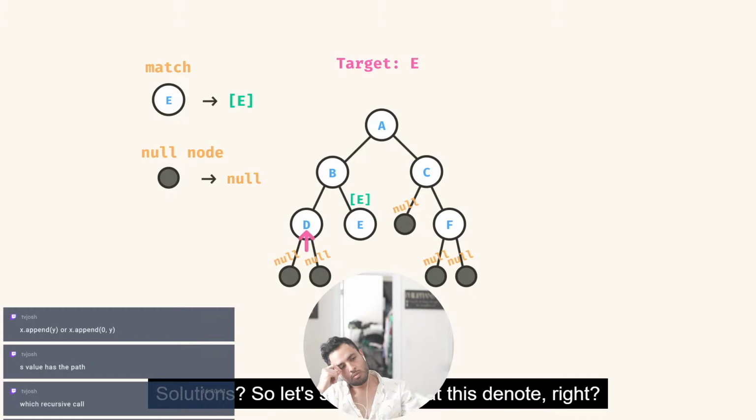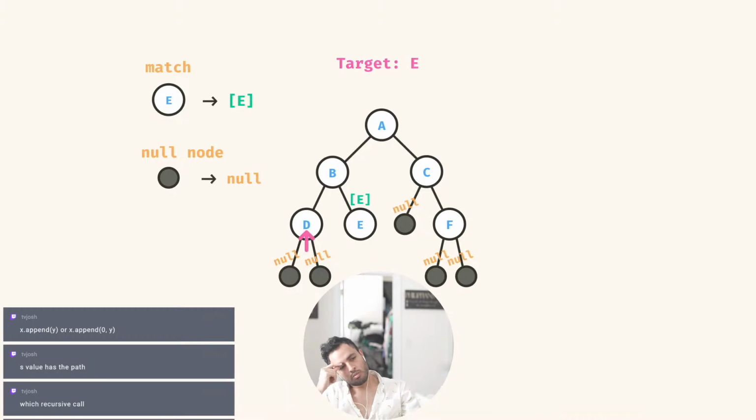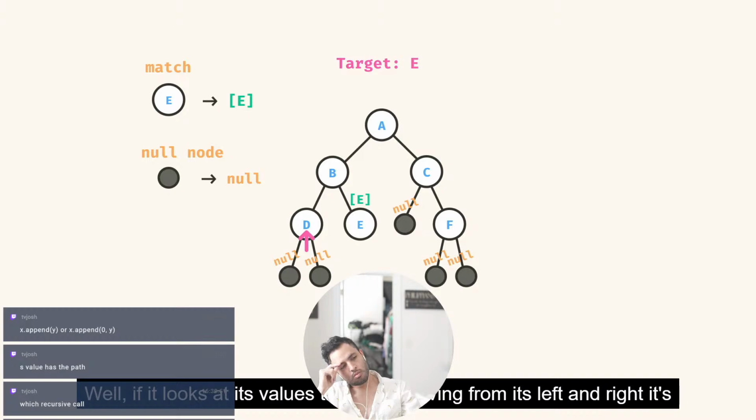So let's say we look at this D node, right? We're going to evaluate this depth first style. And what should this D node return? Well, if it looks at the values that it's receiving from its left and right, it's getting null, right?